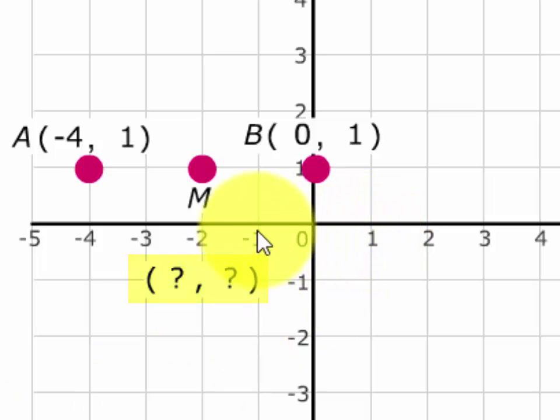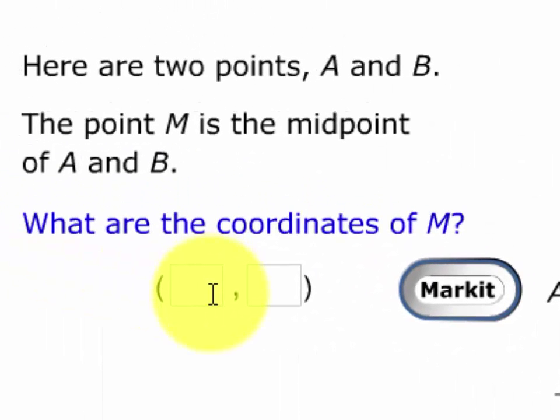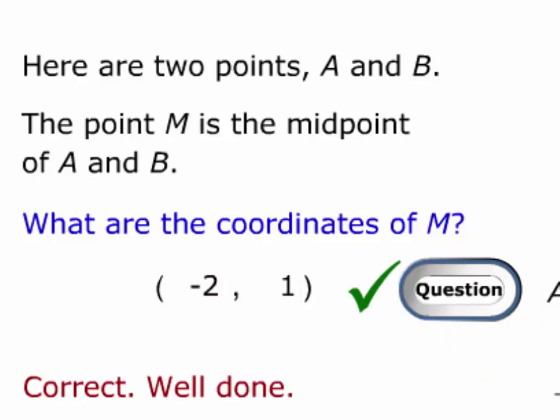I think you can see that M is going to be at x is minus 2 and y is going to be 1. Should we try that? X is minus 2 and y is going to be 1. Do we think we've got it right? Let's click on mark it. Yep, we got that one done okay.